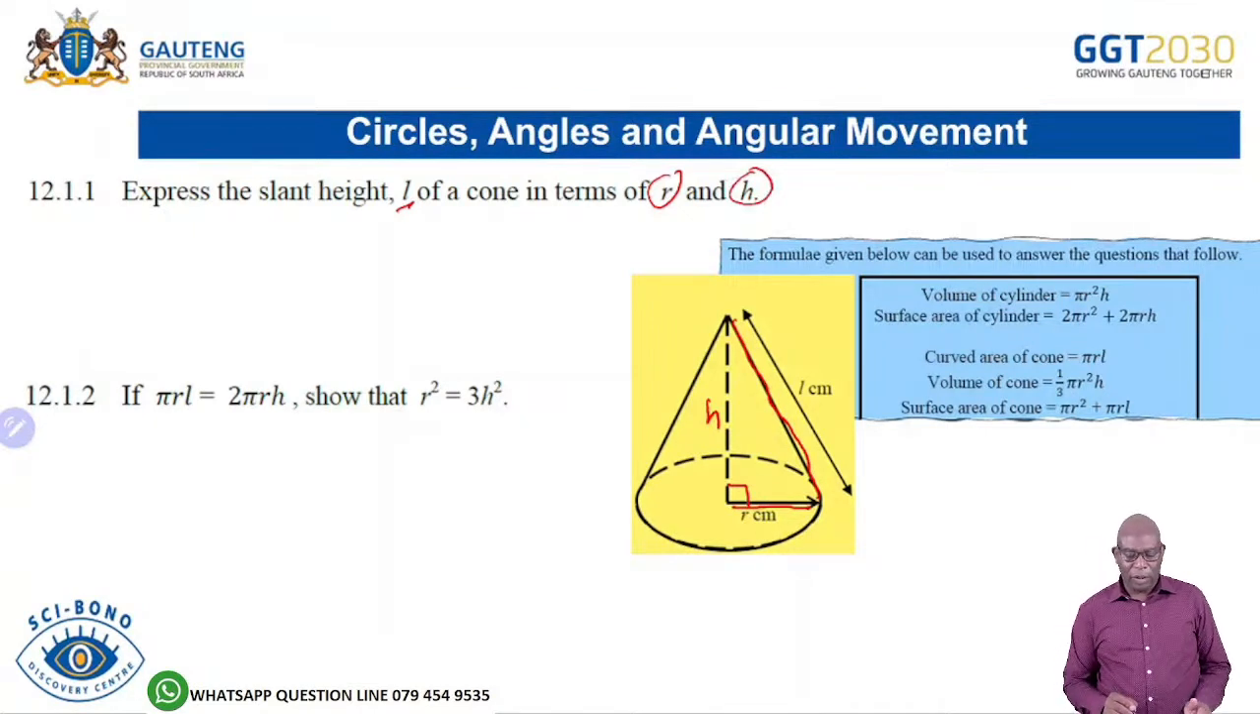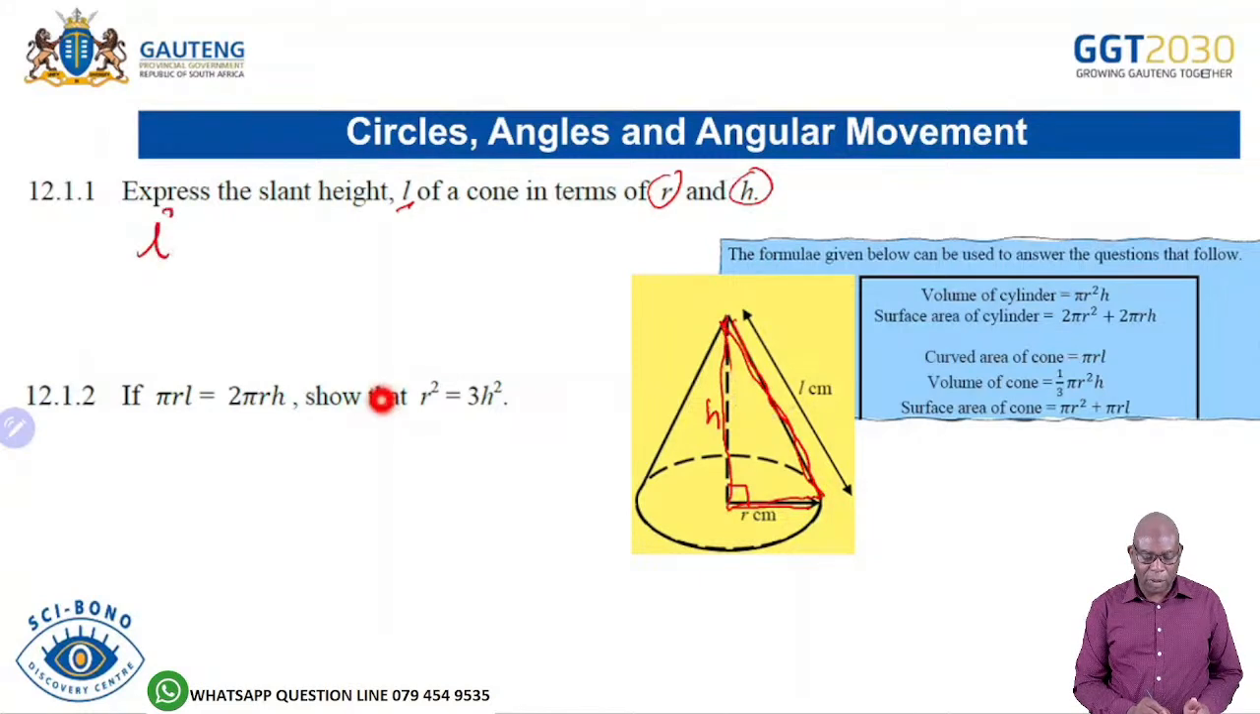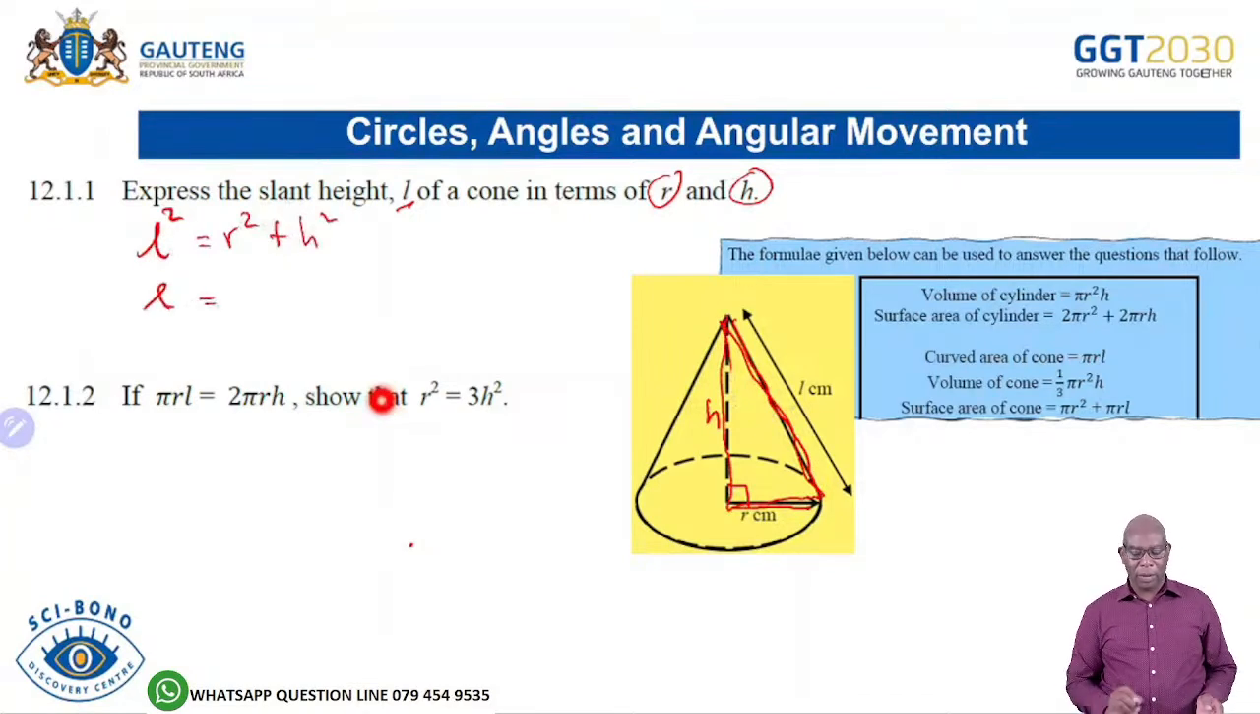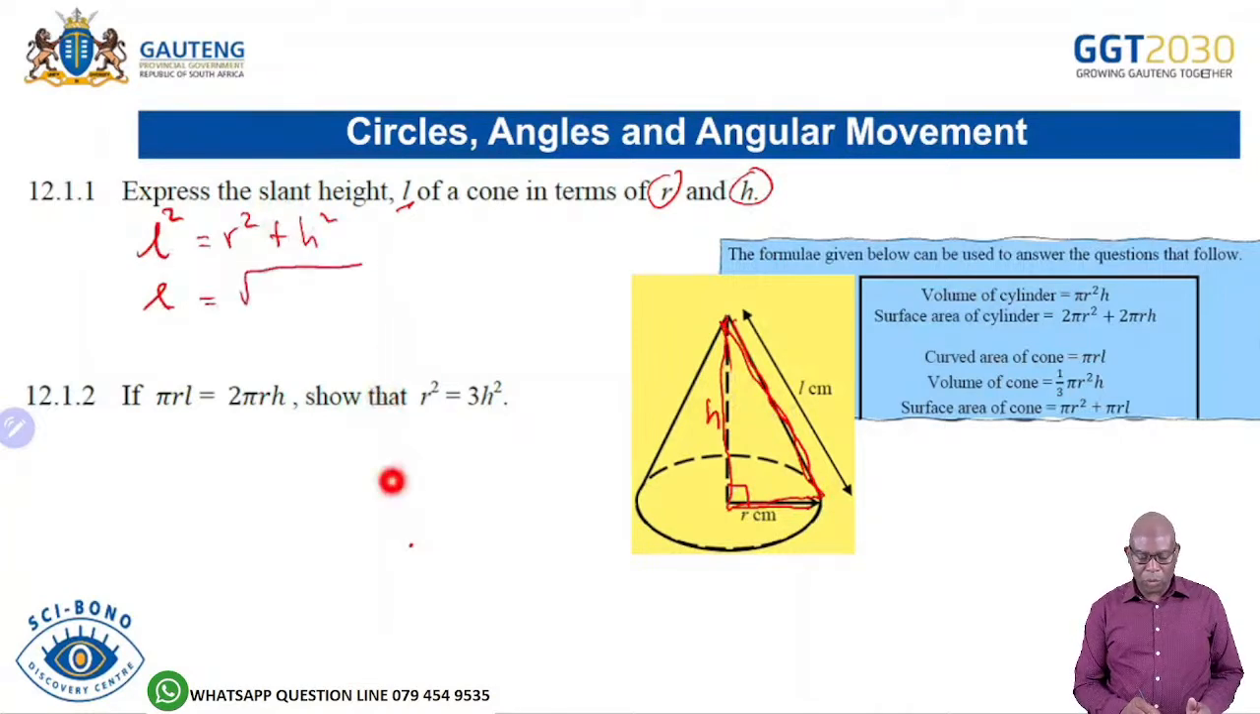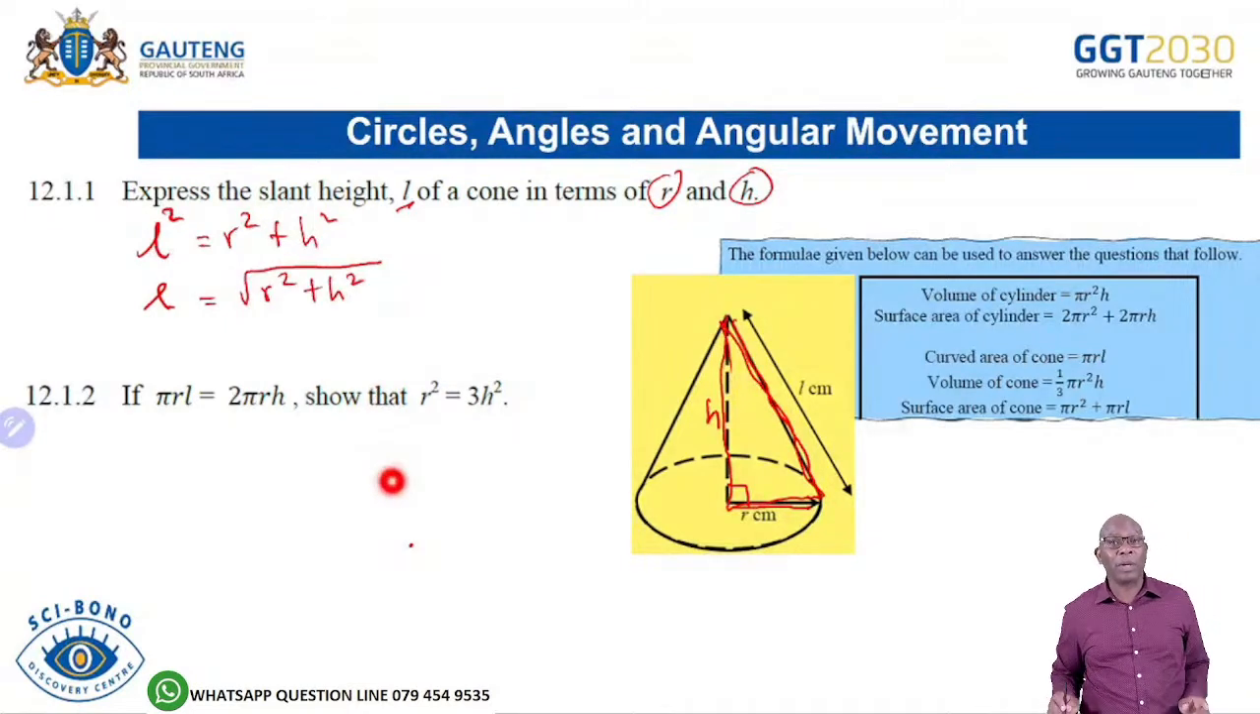In terms of r and h, what type of figure is this? It's a right angle triangle. How can I use L, h and r? The theorem of Pythagoras. So I'm going to say L squared equals r squared plus h squared. They want me to represent L only, not L squared, so it will be the square root of r squared plus h squared. And the square root of r squared plus h squared is not r plus h, please.